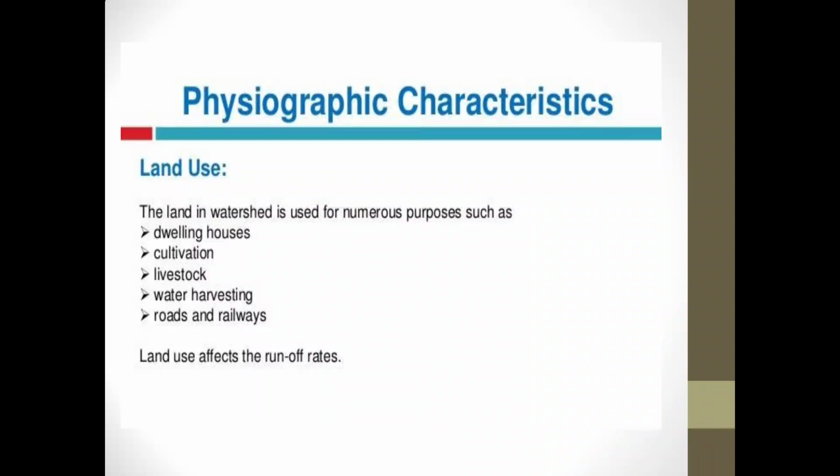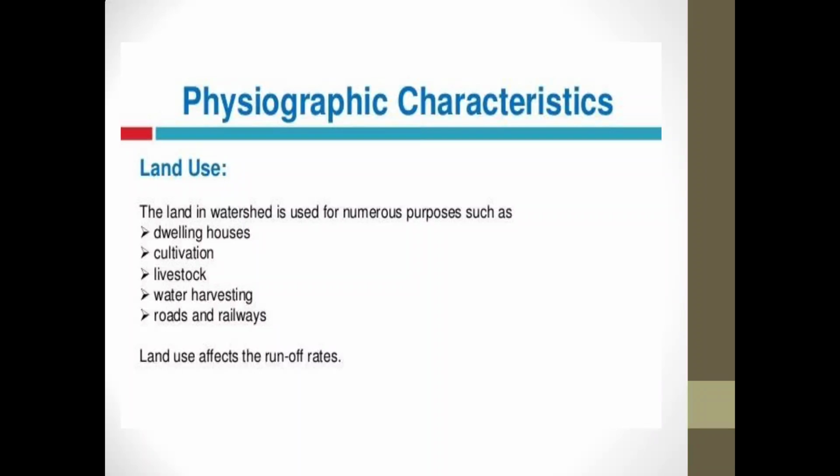The land in a watershed is used for numerous purposes such as dwelling houses, cultivation, livestock, water harvesting, as well as roads and railways. Again, the land use pattern in the watershed development program can be carried out for various purposes. It is used for dwelling houses. It can also be used for cultivating various crops, including agronomical crops as well as horticultural crops. Again, land can be utilized for rearing livestock, and rearing livestock requires a large amount of fodder. For that purpose the land is also utilized.